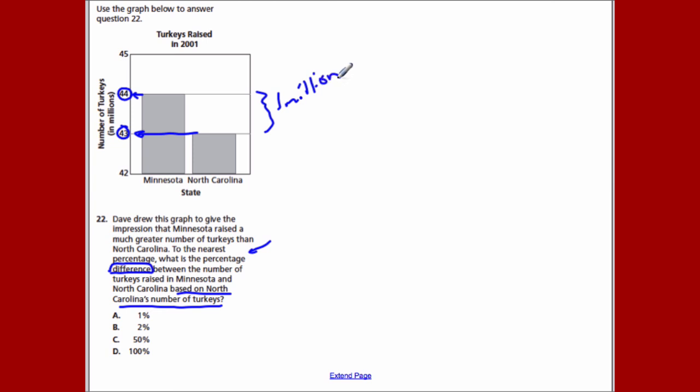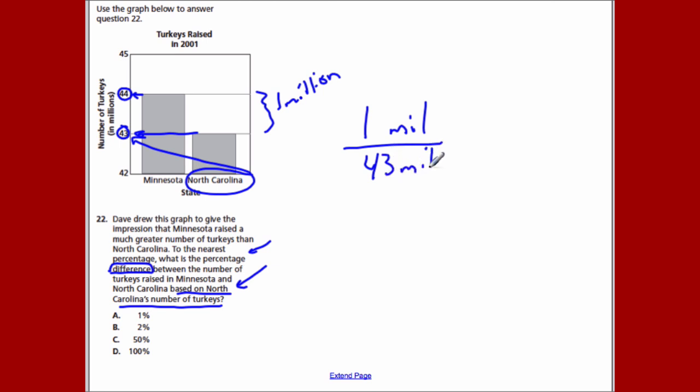But we have to convert that to a percentage, and it's based on North Carolina's number of turkeys. So we're going to take that difference of 1 million and divide it by North Carolina's total of 43 million. And you can just divide 1 divided by 43 on your calculator, and you get 0.023. Therefore, our best answer to the nearest percentage is going to be B as in boy, 2%.